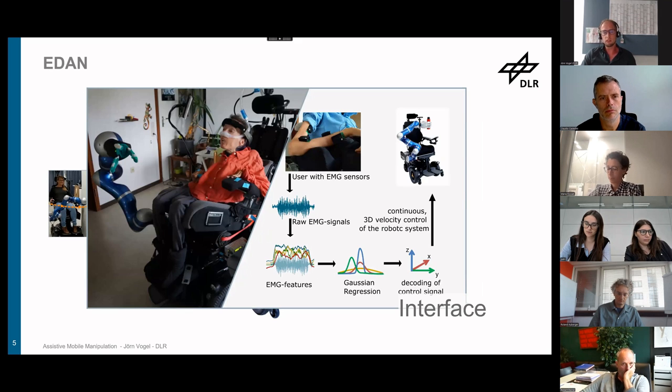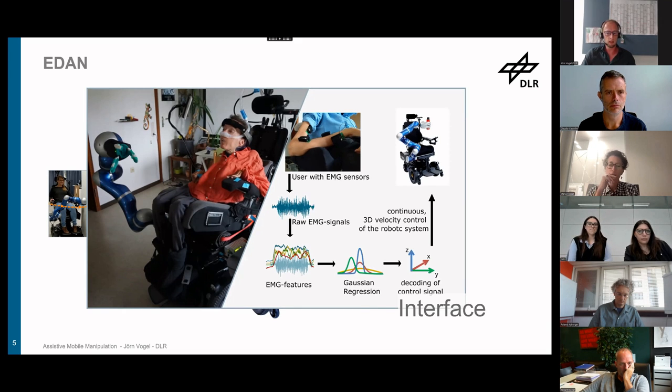Research on interfaces, so how can people with severe physical disabilities operate such a system, especially if they are not able to control the system with a joystick anymore. I will also give some examples of that.